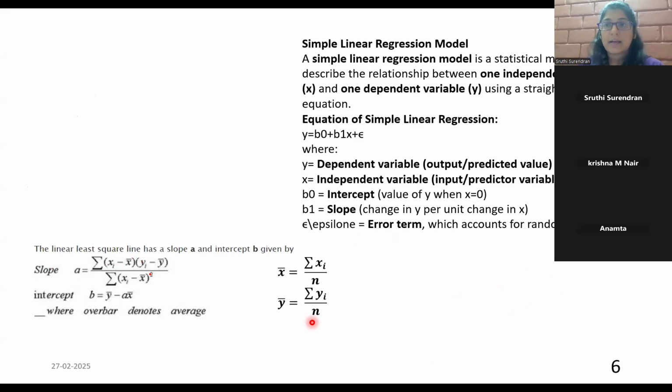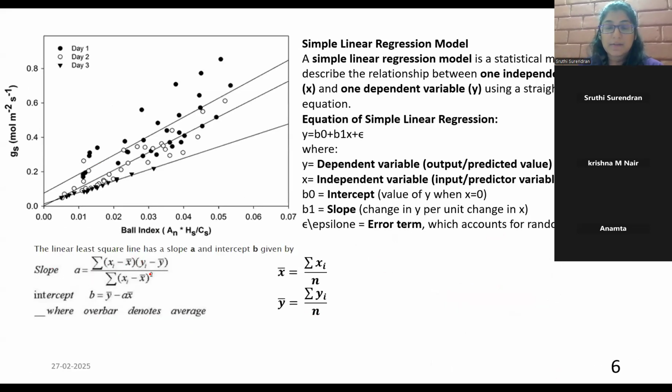So like I said, the Ball-Berry curve is a linear regression model giving us the best fit relationship between the y-axis, which is the stomatal conductance, and x-axis, which is the Ball-Berry index. Now, a linear regression model is a statistical method. It is describing the relationship between one independent variable, which is the x-axis, and one dependent variable using a straight line equation. We are familiar with straight line equations in this format.